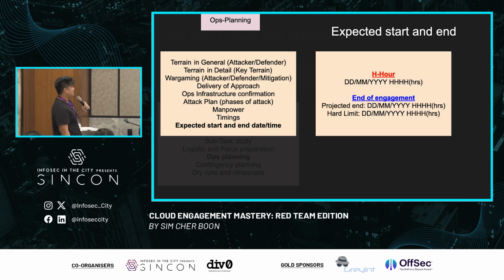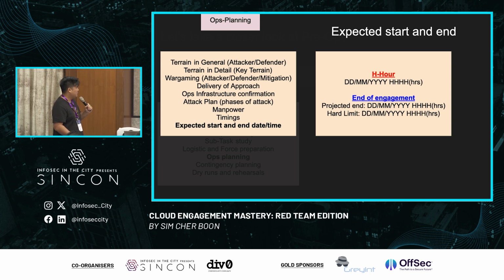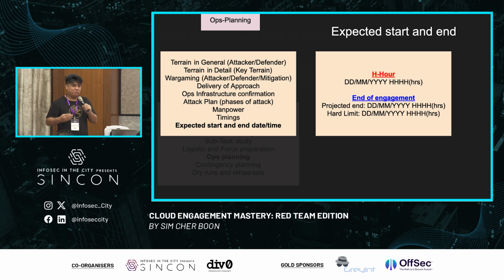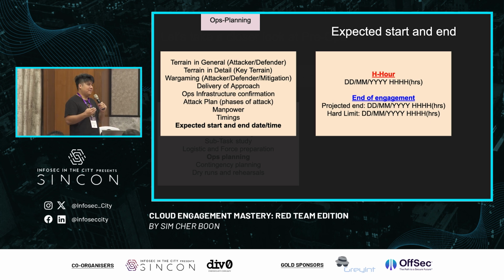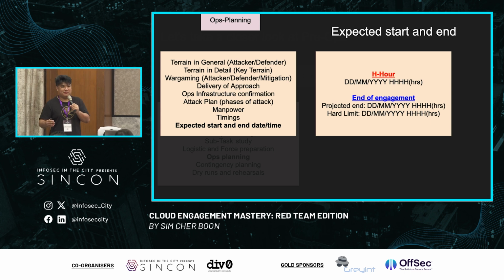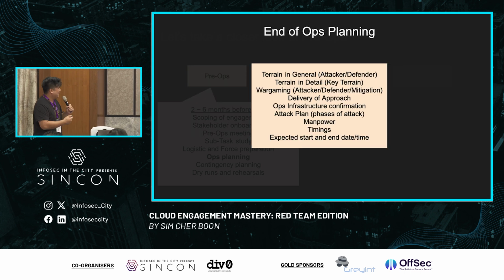Right, and of course, there's always an expected H hour, and also an expected end of engagement. So projected end, let's say it should end within 1 week, but if you are still not detected and you want to push further and see what kind of things you can get out of it, then you should have a hard limit to stop, because you cannot be in the system forever. Well, yeah. So that's just ops planning.